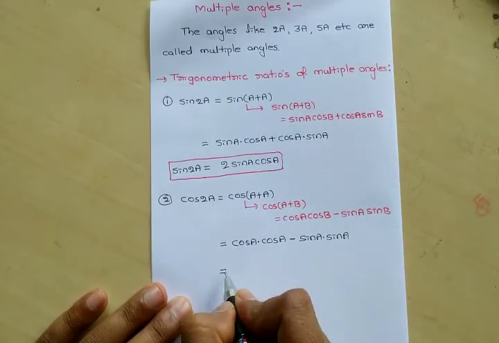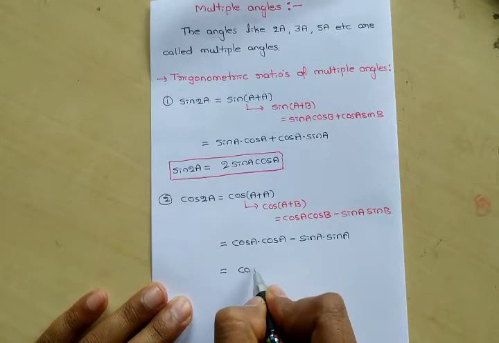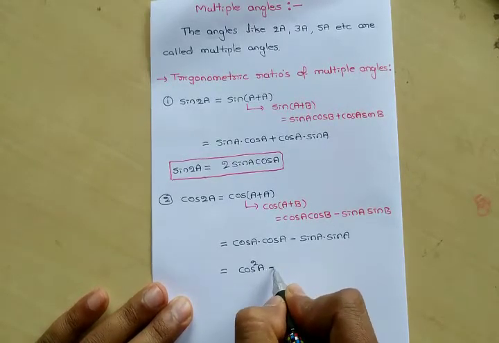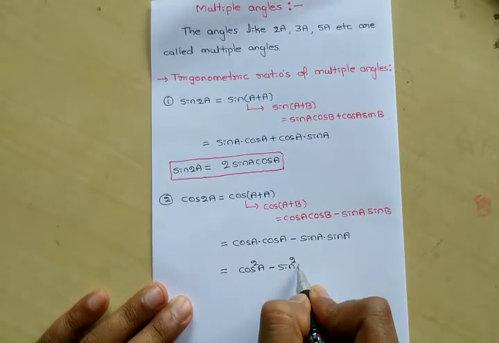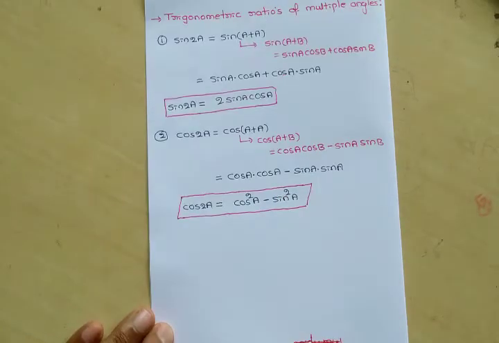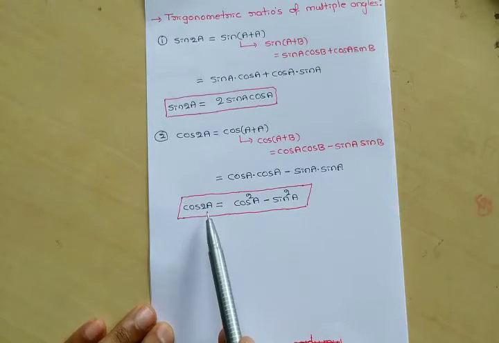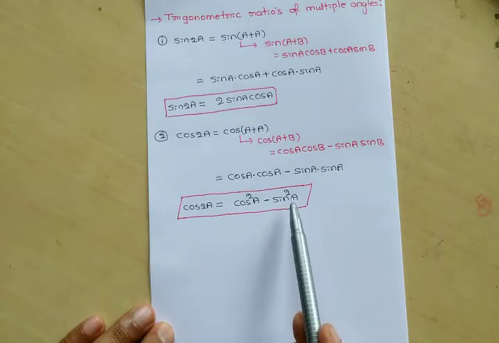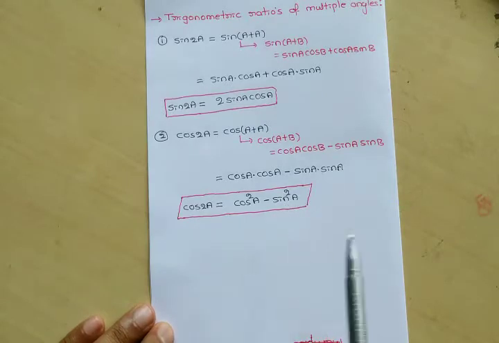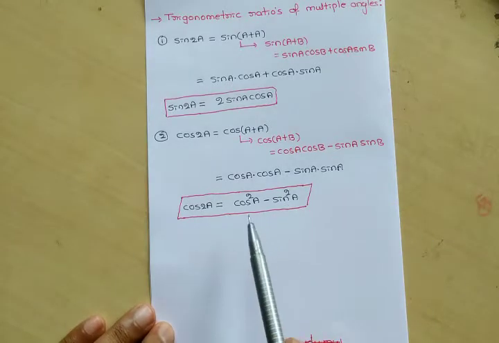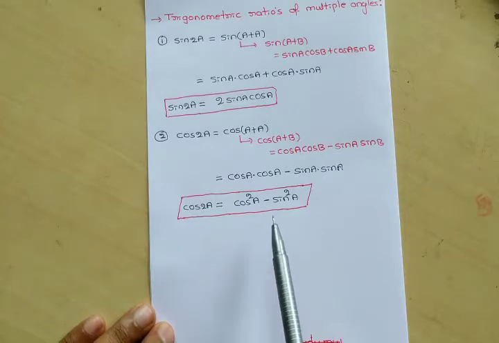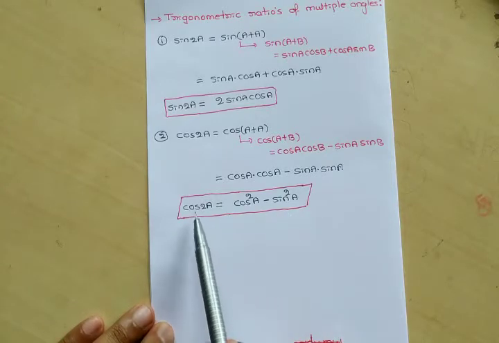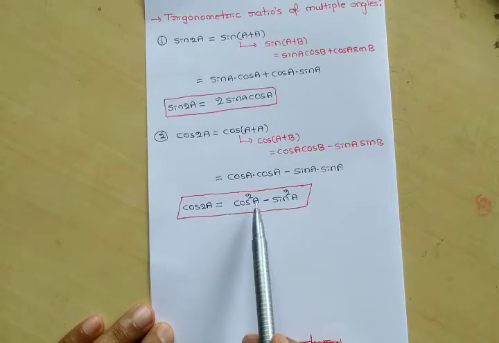Cos into cos is cos square A, minus sin into sin, which is sin square A. So this is the cos 2A formula: cos 2A equals cos square A minus sin square A. Next, using this we are going to see a few more formulas.